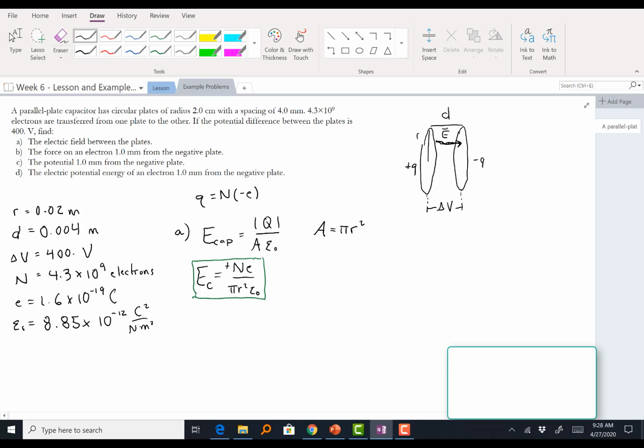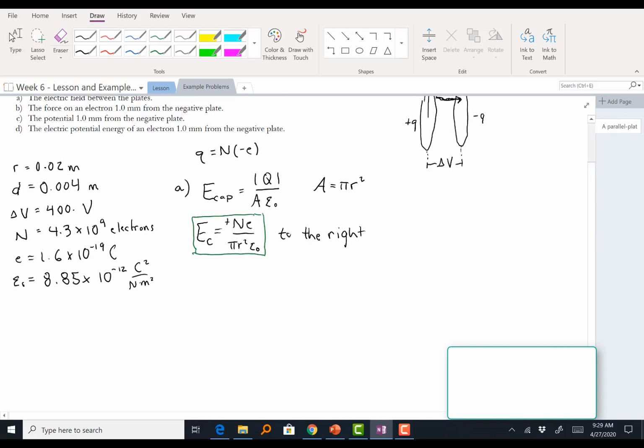again perpendicular to those plates, so this would be in the, I suppose, positive x direction, or we can just say to the right for the direction.